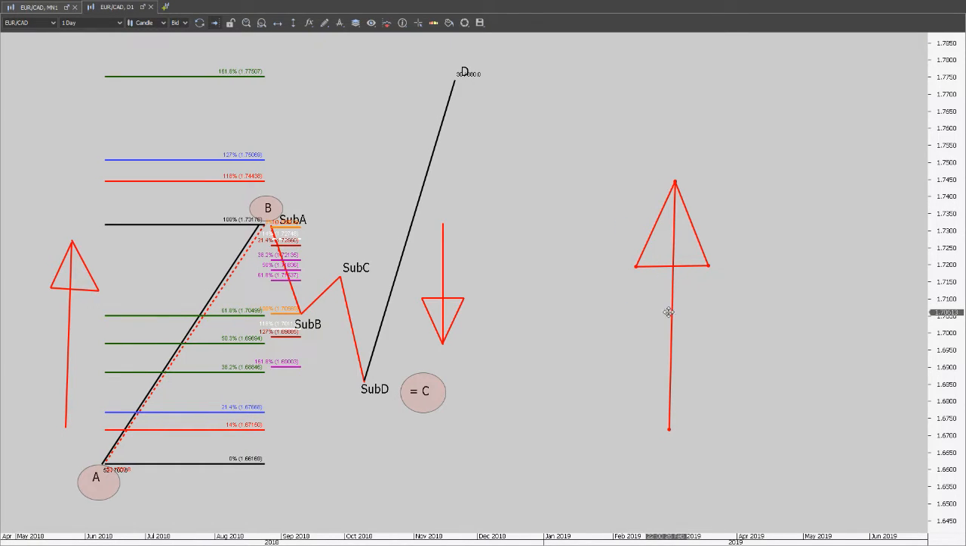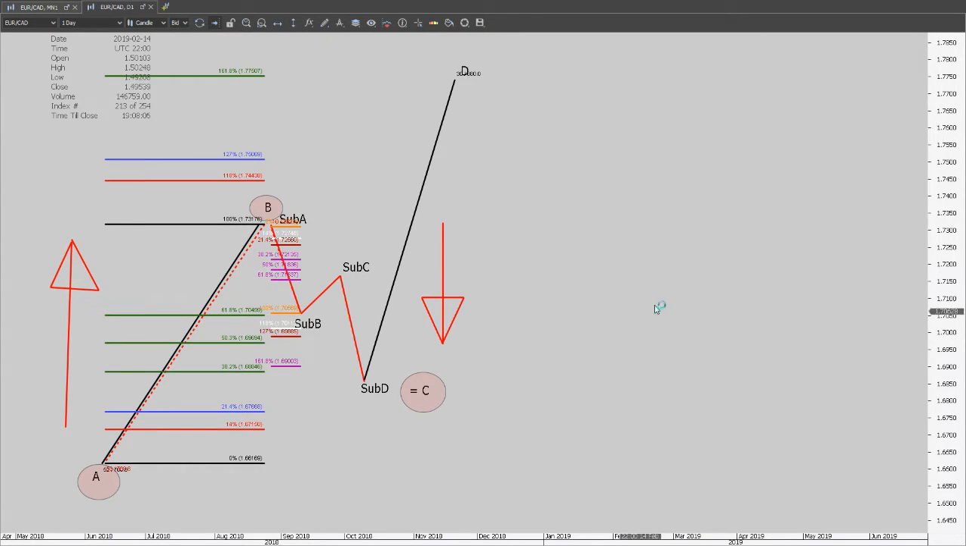Now, why do we use the Fibonacci of the confirmation? Come on. Okay.